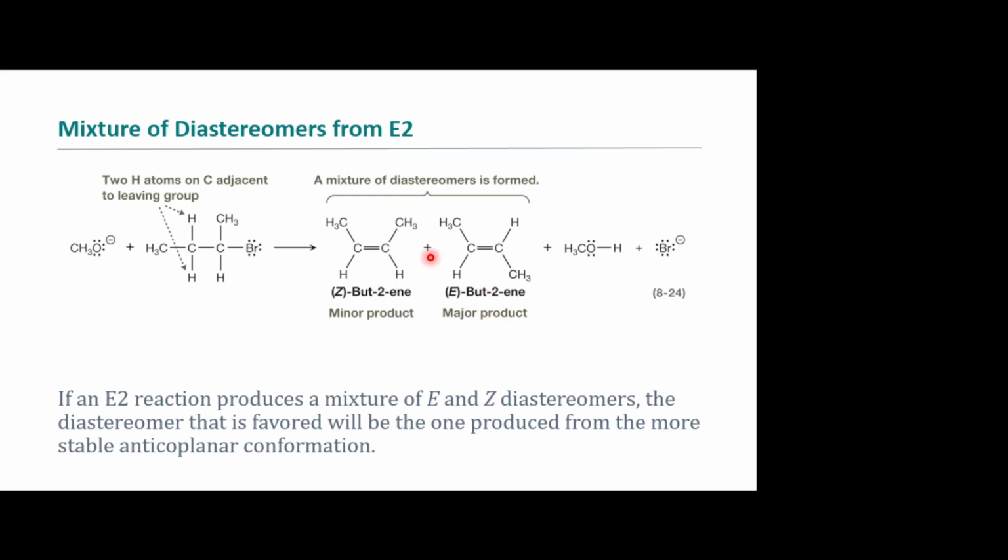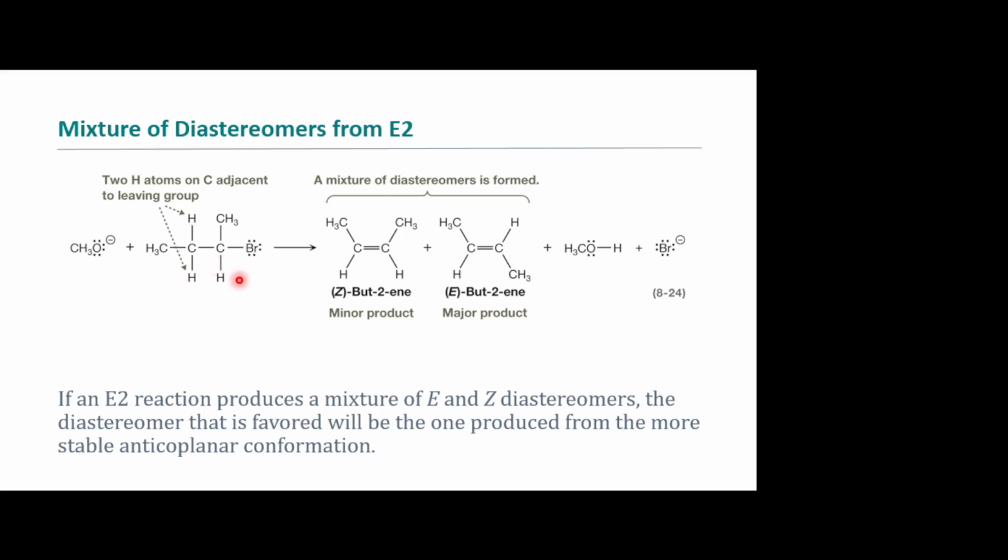Now, notice that in this case, we can actually have two coplanar options because we have two hydrogens. And so if you have two coplanar options, which option is going to be the one that's favored? Well, the lower energy, right? The more stable one. And so when we look at E versus Z, what did we discuss for those configurations? Well, E was lower energy and more stable, wasn't it? Z was higher energy.